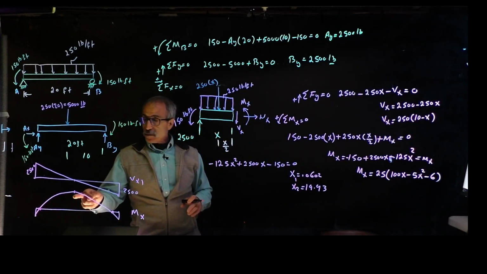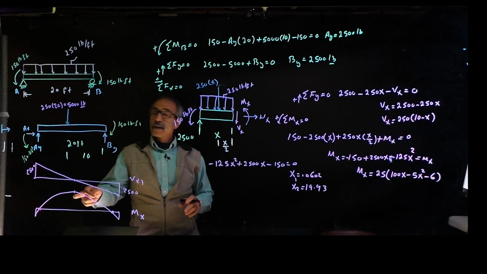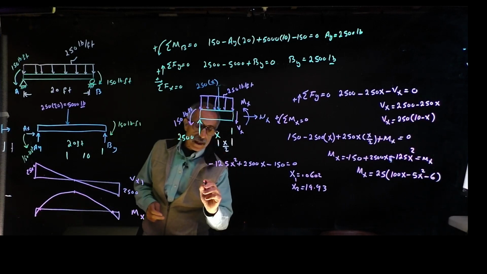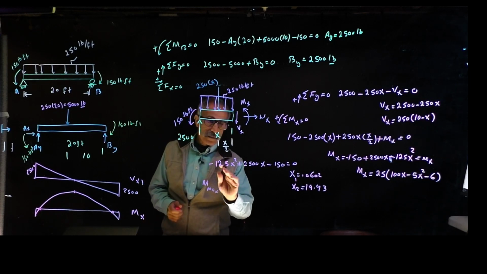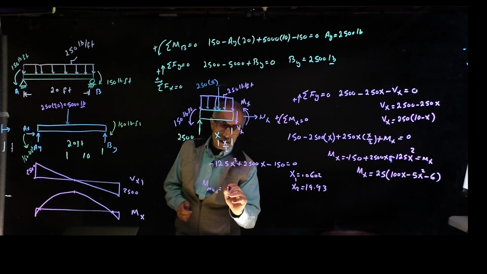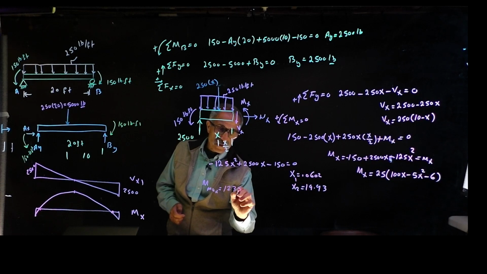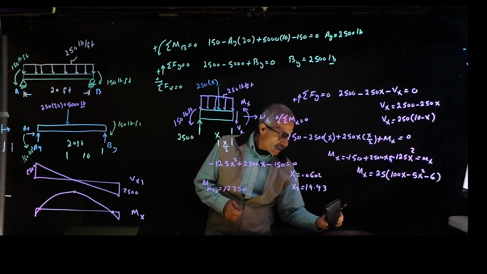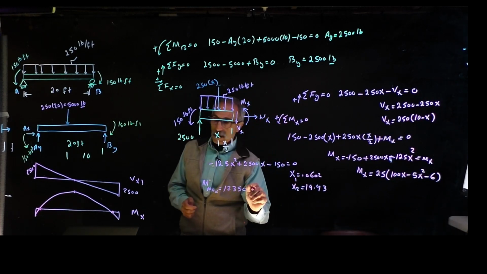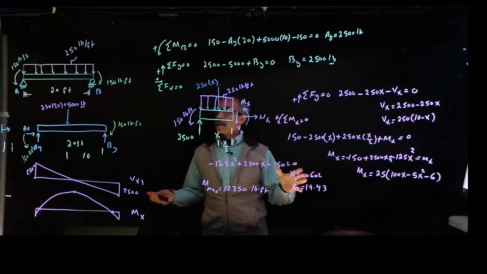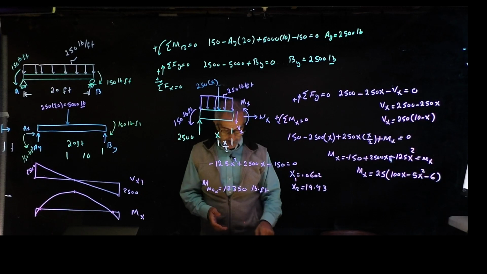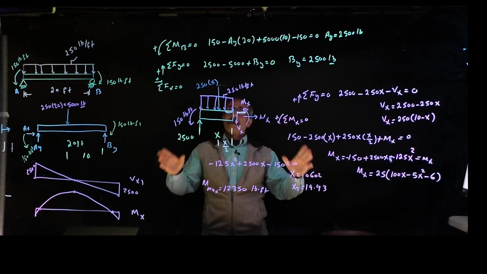What is the maximum? Maximum is at a distance of 10. And so Mmax is equal to, basically plug in 10 right here, and it comes out to 12,350 pound-feet. This was a piece of cake. Let's go to the second problem. I'm going to erase this board.